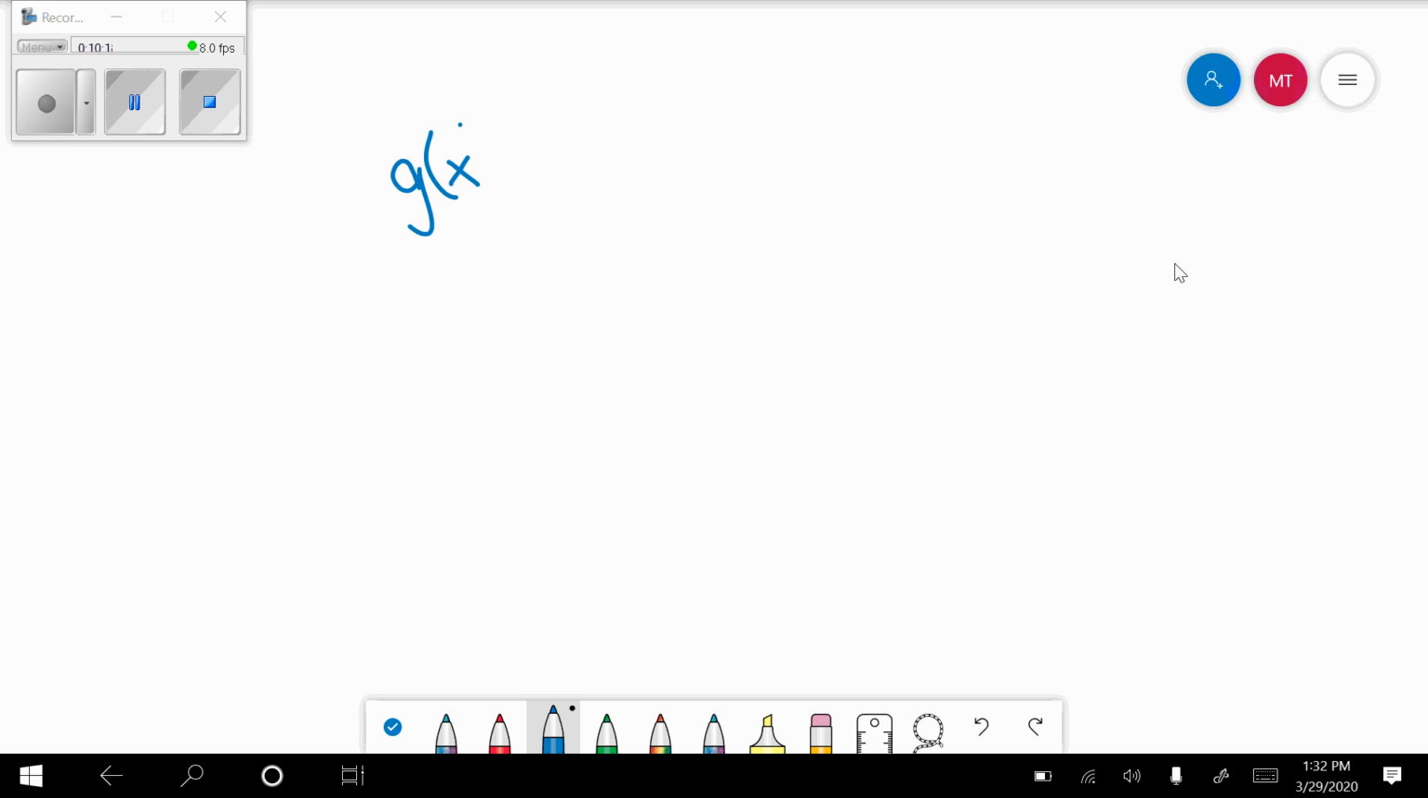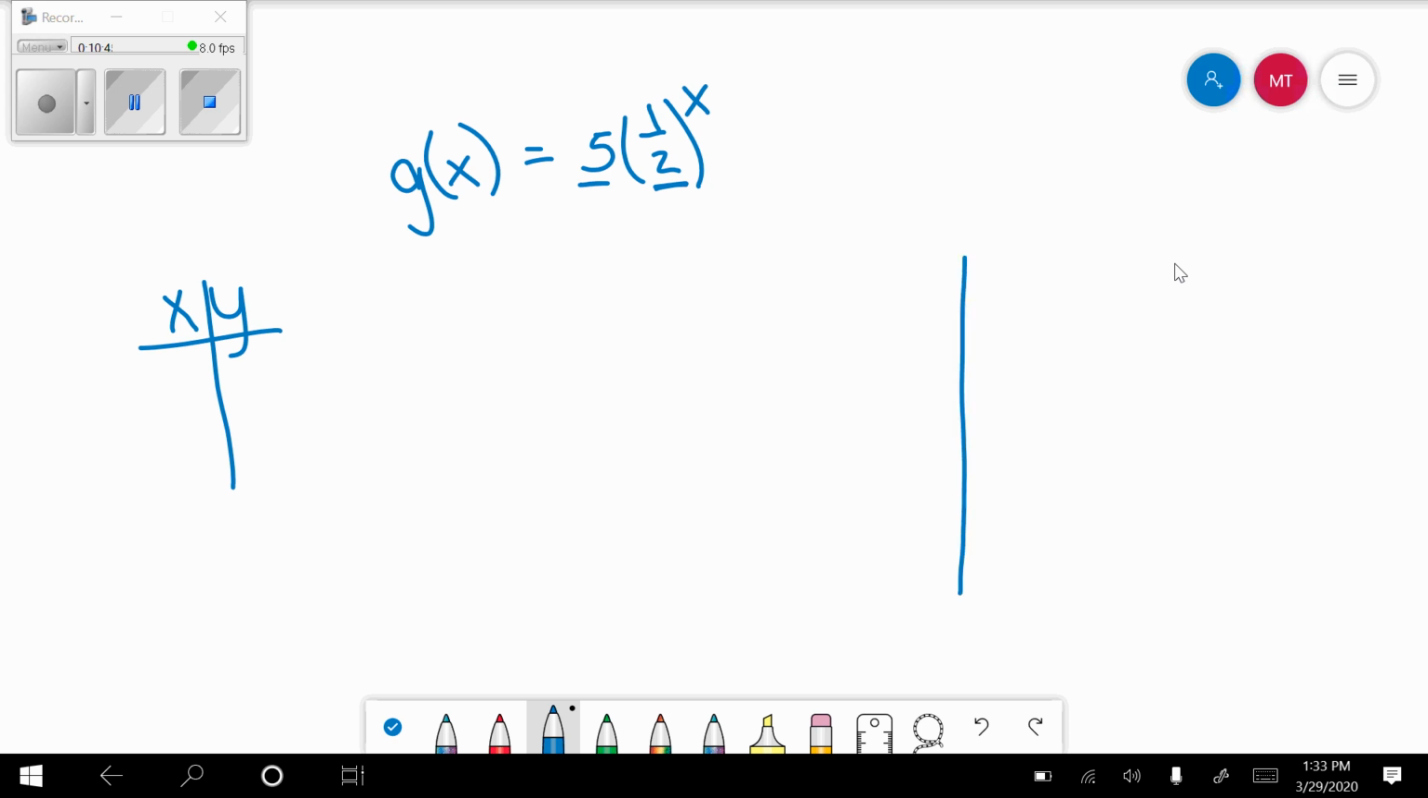Number, doesn't matter if it's F or G, equals 5 times 1/2 to the x. Now we're going to notice what happens with this now being not a whole number, but a fraction. And we're also going to see what this 5 does. Again, we're going to make an x and y chart, and when we're plugging in, you must use order of operations. So let's go ahead and get started with this.